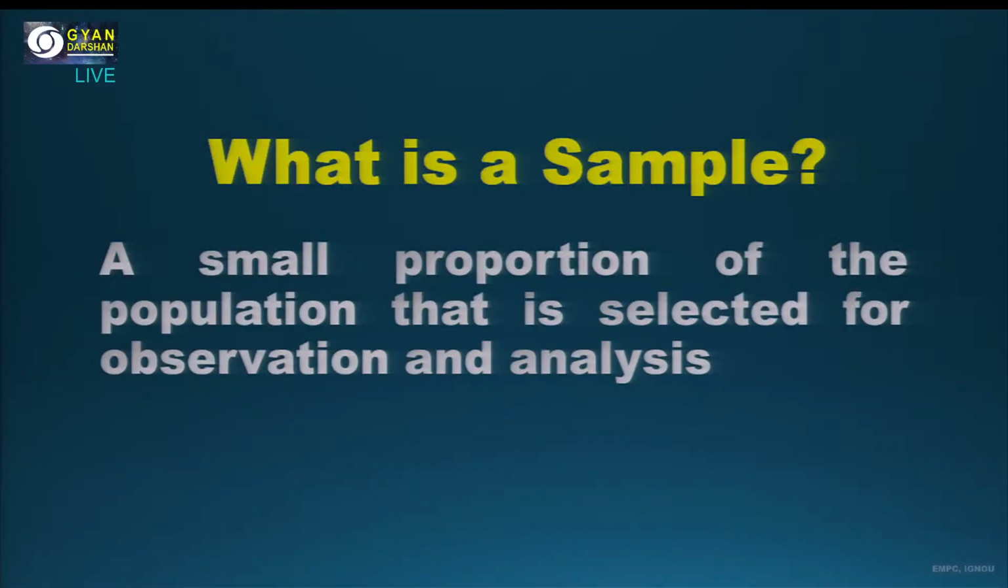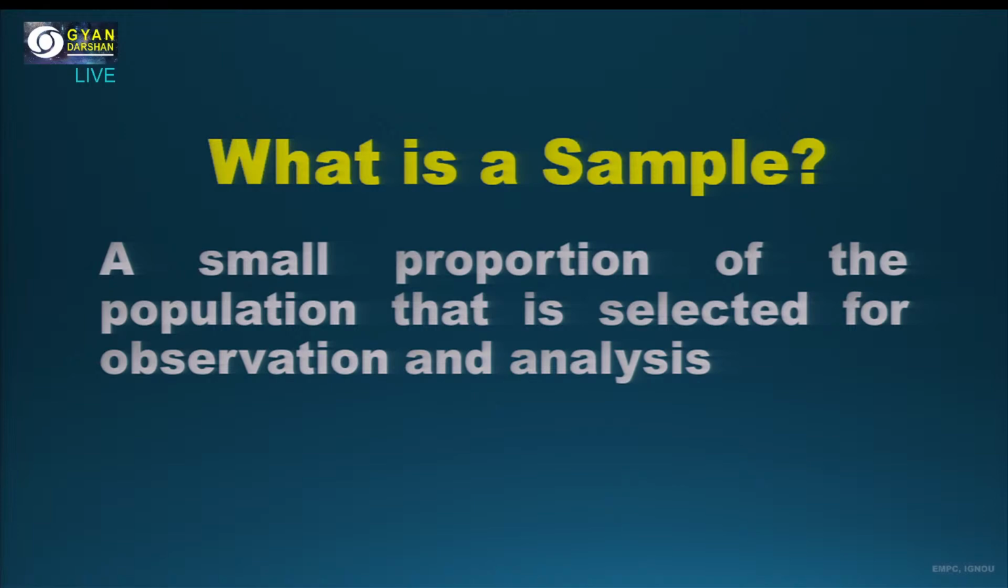So as a researcher, to work out your research, to get data for your research work, you will select a particular number of students from that particular big group. That group is called, as you see on the slide, a sample. So what is a sample then? A sample is a small proportion of the population that is selected for observation and analysis.